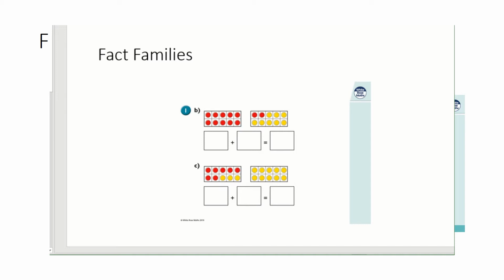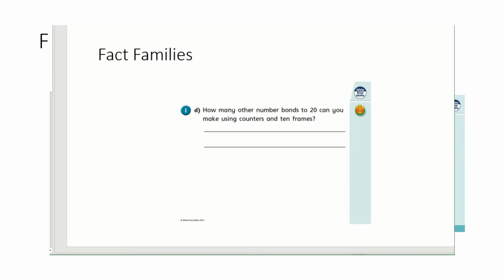Look at them. How many red counters? How many yellows? Okay. Now if you look, we've got 2 and 8. So if I know 2 and 8 is 10, I know 12, because we've got another 10. 12 and 8 is 20. You have a go at the bottom one. How many other number bonds to 20 can you make using counters and 10 frames?